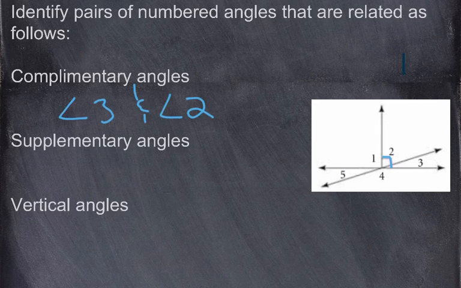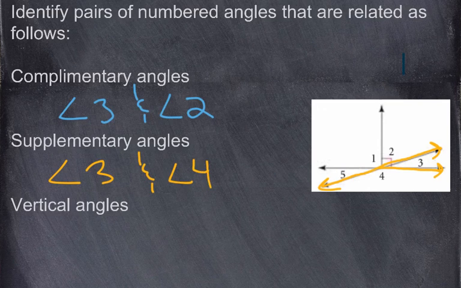Now we need to identify a pair of supplementary angles. Again, supplementary angles form a line. So the best way to find supplementary angles is to look for an entire line, as it's depicted. Here I see that line, and I see a ray coming from it. The two angles I see that form that are angle 3 and angle 4. Okay, so that's an example of supplementary angles.